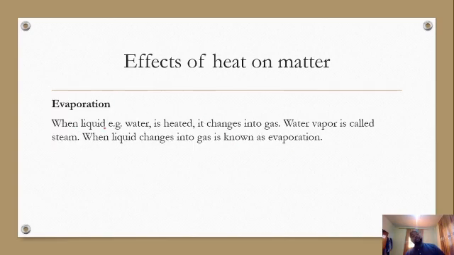Evaporation. When a liquid, for example water, is heated, it changes into gas. If you heat water, it will become gas, water vapor. Water vapor is called steam. So when liquid changes into gas, it's known as evaporation. Water vapor is the gas form of water. It's also called steam. Steam and water vapor are the same. These are the gas forms of water. When liquid changes into a gas, it's known as evaporation, and sometimes it's called boiling.